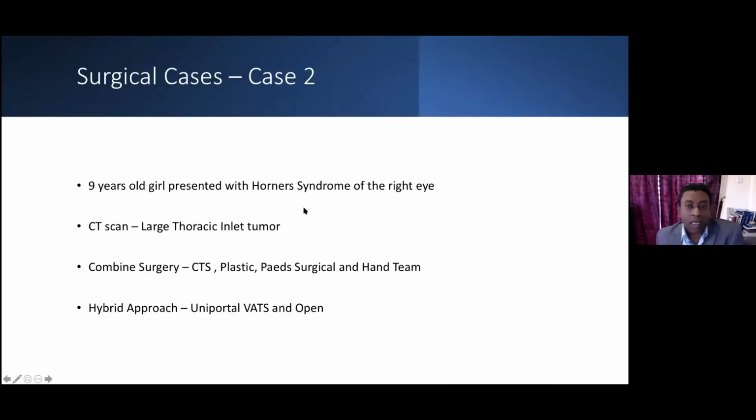Now, this is another case, which was a combined case done together with the PIT surgical team, plastic surgery, and the hand team. This was done somewhere in May this year. It was a 9-year-old girl who presented with Horner syndrome of the right eye. Chest X-ray showed a very large tumor at the superior mediastinum, and we did a CT scan which showed a large thoracic inlet tumor, and we had multiple MDTs, and we decided to go for a hybrid approach, where a uniportal VATS together with an open surgical incision.